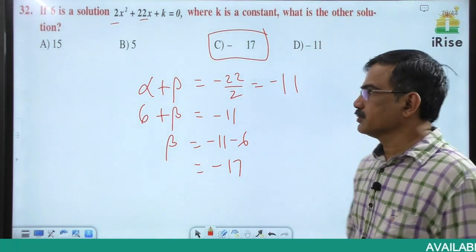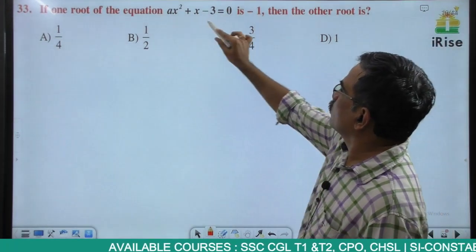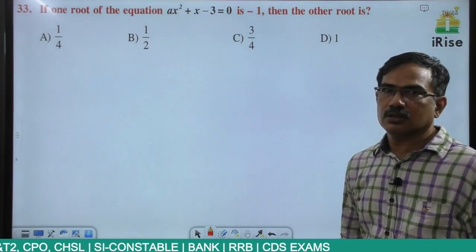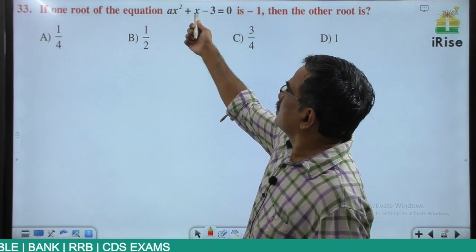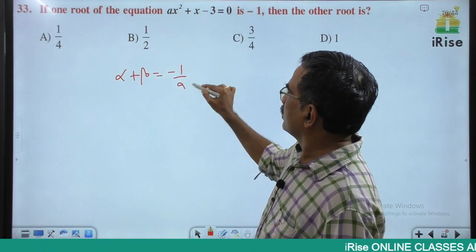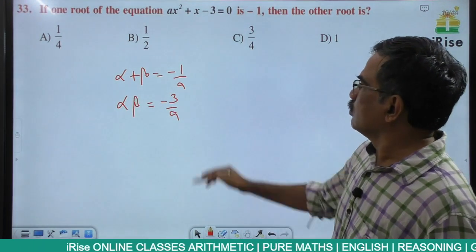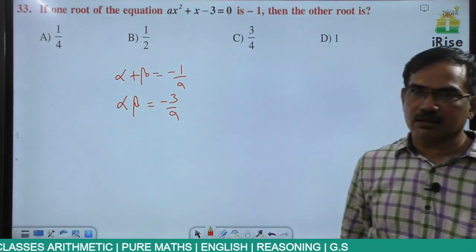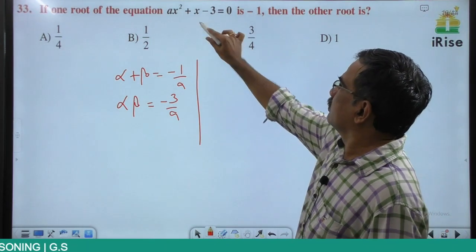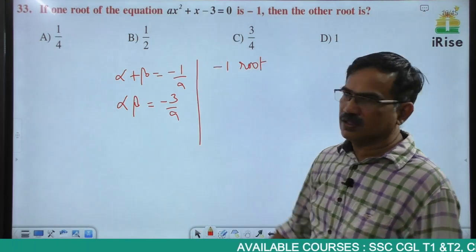See the next question. If one root of the equation is minus 1, here the equation is this, one root is minus 1, what is the other root? Here, this is the sum of the roots, alpha plus beta is equal to minus 1 by a, and the product of the roots, alpha into beta, is equal to minus 3 by a. In both cases a is there. So that's why first, if one root is minus 1 given, if minus 1 is a root, then it should satisfy the equation.